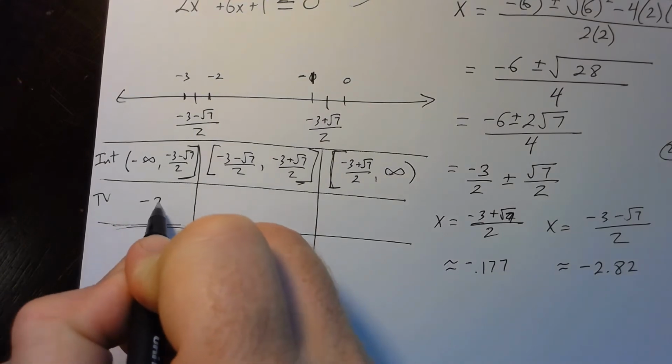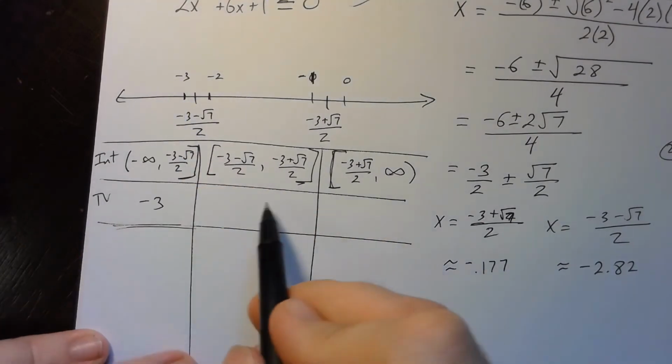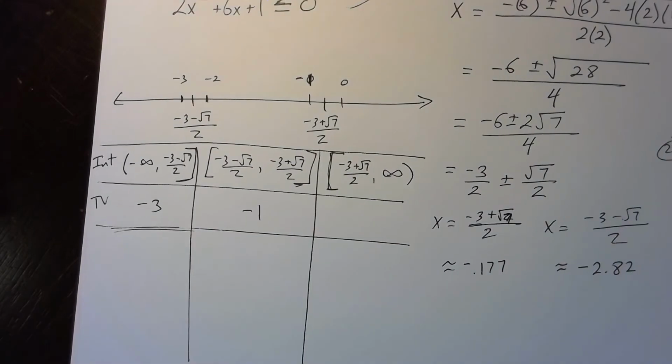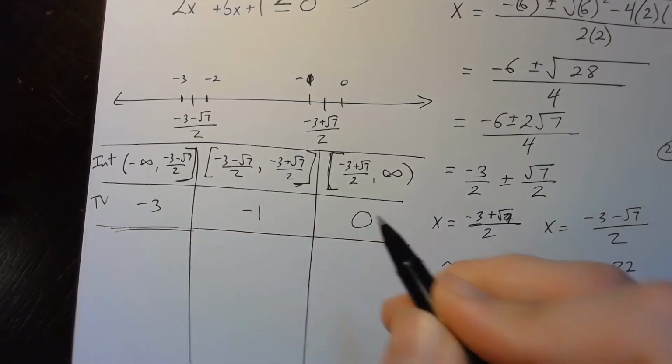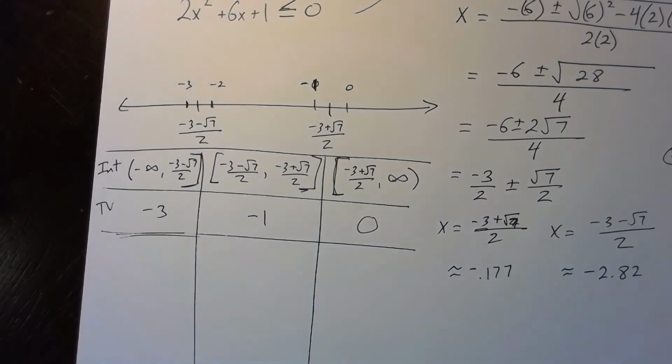Again, this one here, I'm going to pick negative 3 because it's the closest one on this side. Over here, I'll go ahead and stick to negative 1 because it's a nice, easy number. And over here, I'll pick 0. Again, you could pick 1 in that section. It's up to you. But again, keep in mind we have to test these values. And 0 is probably a lot easier to test than any other number.